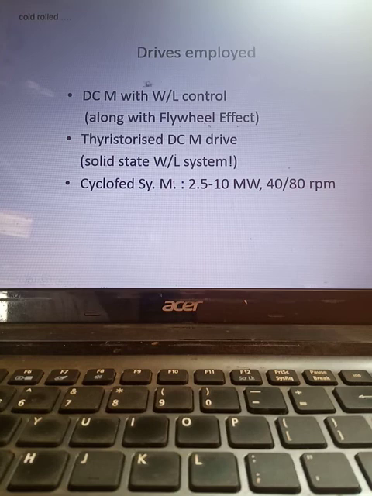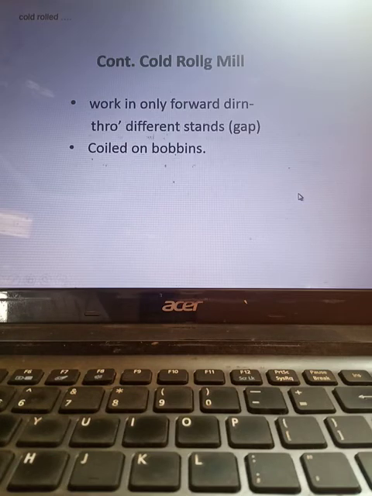What are the drives? DC motor with Ward-Leonard control along with flywheel effect, nowadays thyristorized version, and cyclofed synchronous motors for very high capacity and low RPM applications. These are the drives employed.